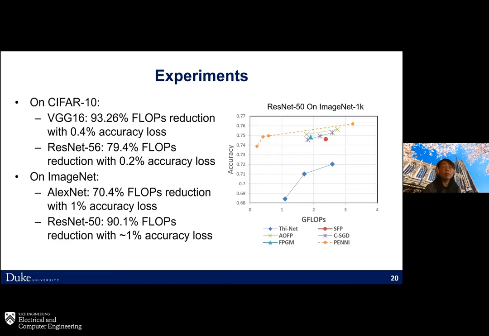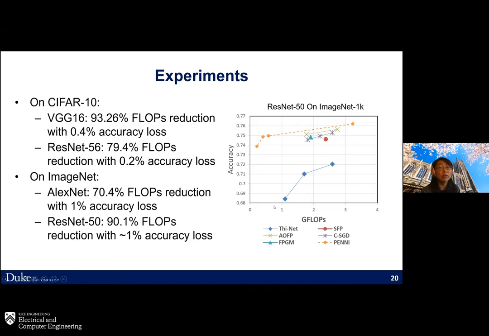So again, I will just briefly go through some experimental results due to the time constraints. The first experiment result I want to show is the reduction in FLOPs, the computation requirement. We do experiments on CIFAR and on ImageNet. Generally speaking, on VGG, ResNet, AlexNet, those popular designs, as the curve indicates over here, the Pareto surface shows that we actually have a better trade-off between the accuracy and the operation cost in terms of gigaflops.